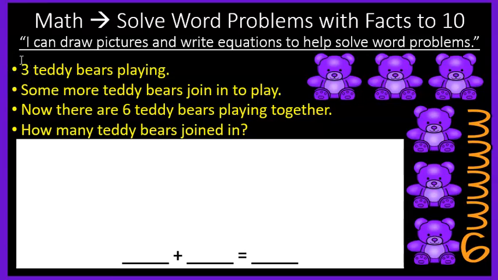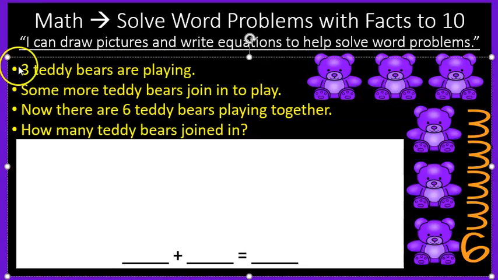Here we go. 3 teddy bears are playing. Let's read it again. Ready? 3 teddy bears are playing. Let's read it one more time, okay? Here we go. 3 teddy bears are playing. Boys and girls, what number is this?